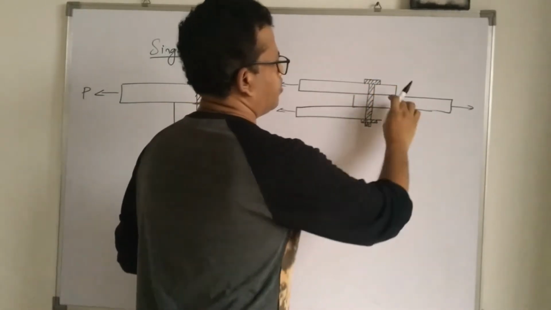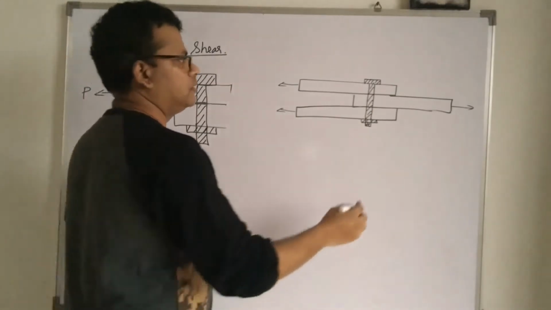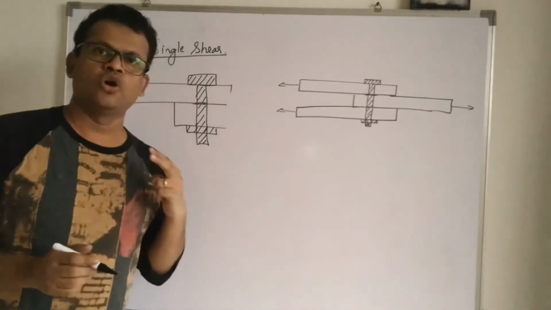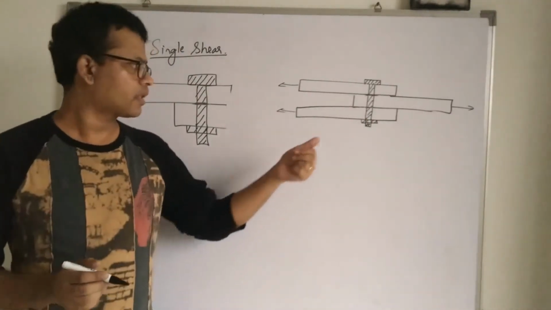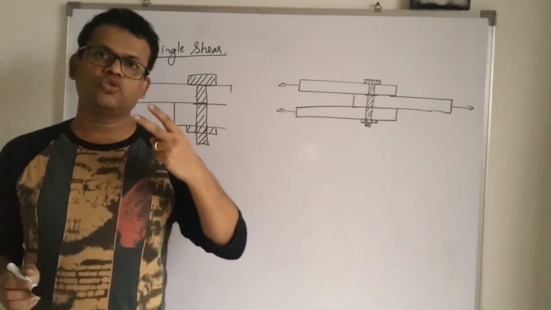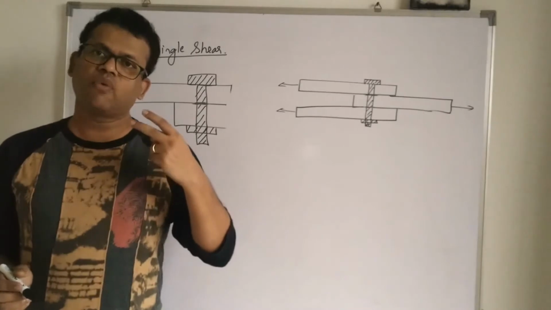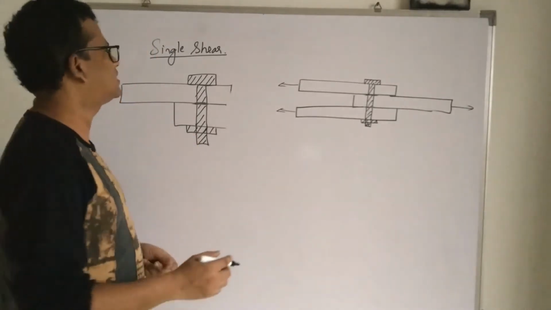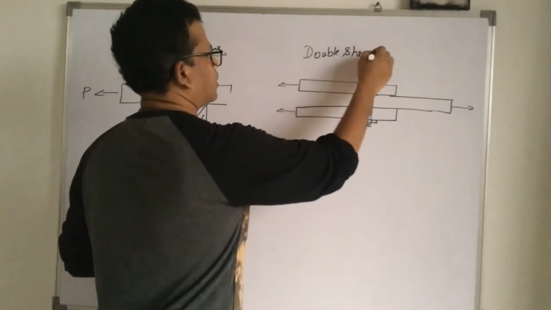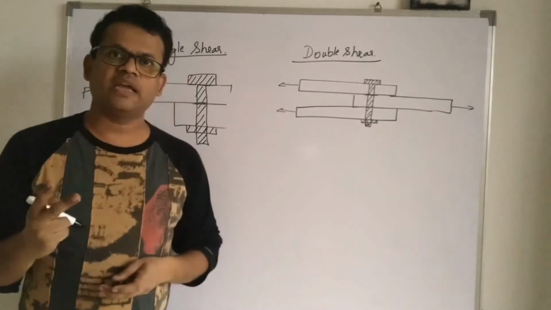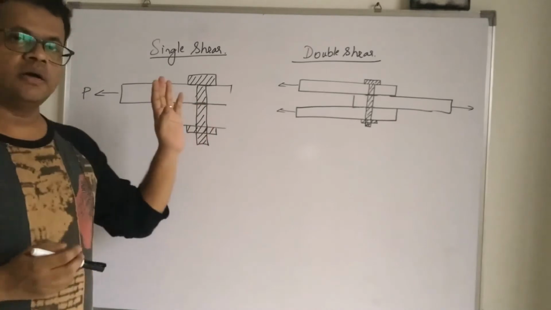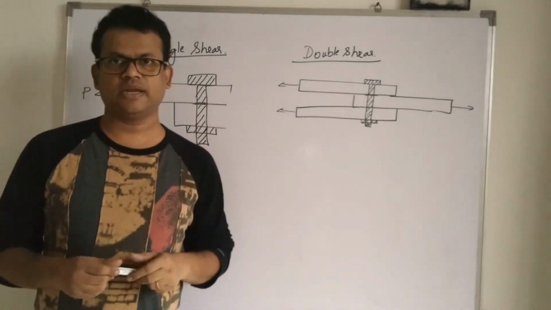In this, because there are three plates involved, the bolt can be cut in two places. One is here and another is here. So there are two shearing planes which can shear the bolt. Okay, so there are three plates but it can be cut at two places. So the number of shearing planes is 2. So this is double shear. If there are two shearing planes, it is called as a double shear problem. Okay, and if there is only one shearing plane, it is called as a single shear problem.